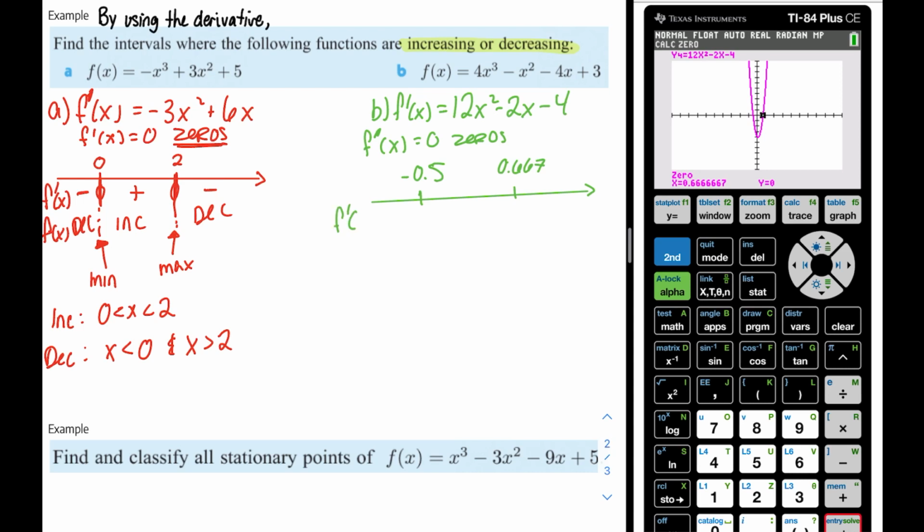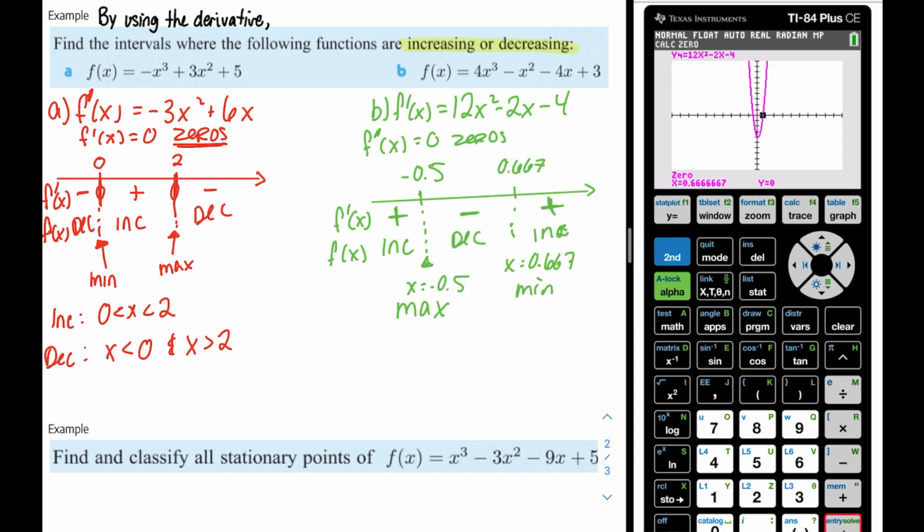And then my derivative is positive before negative 0.5, negative between the two, and then positive again afterwards. That means that my function itself will be increasing, then decreasing, and then increasing again. So our x equal to negative 0.5 is going to be increasing, then decreasing, so this is going to be a maximum point. While x equal to 2/3 is going to be decreasing, then increasing, so that's going to be a minimum point.